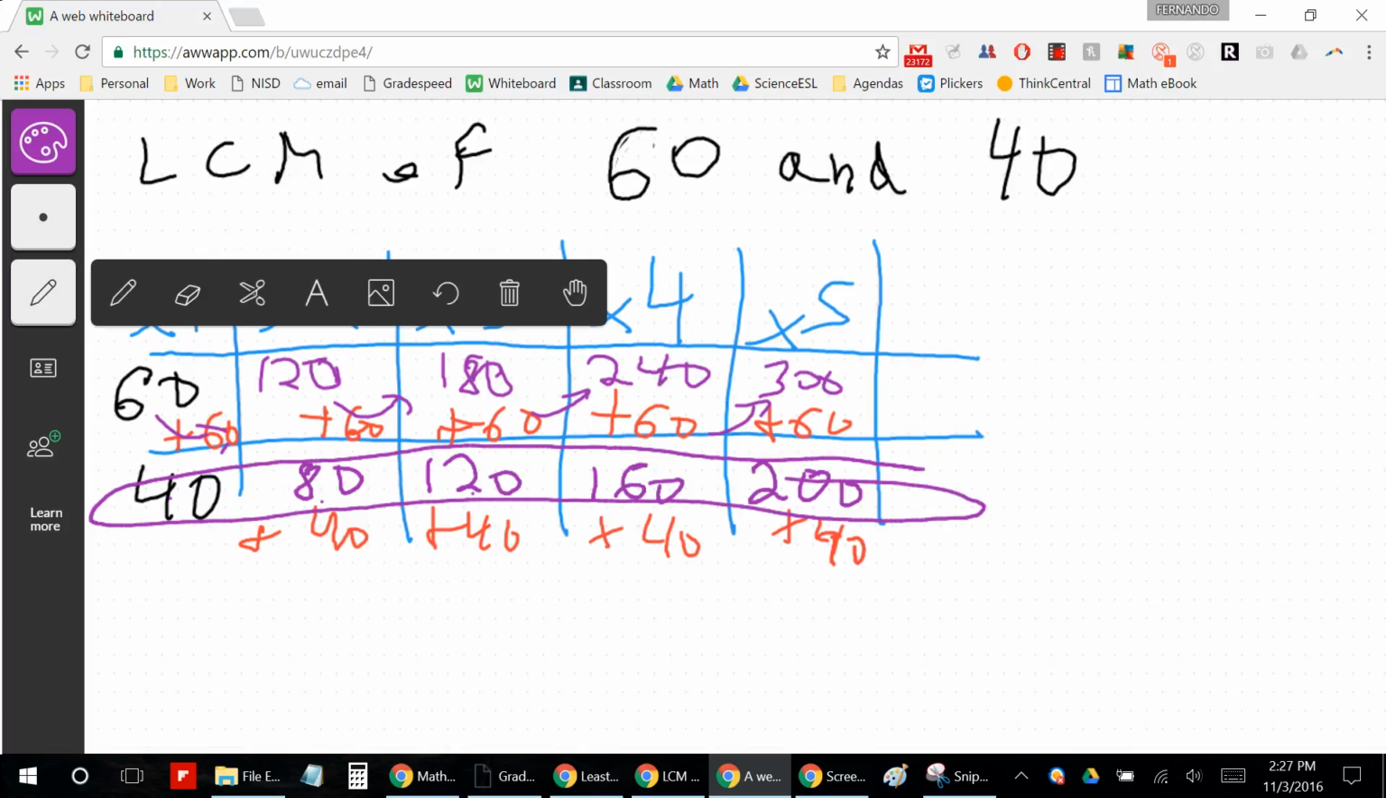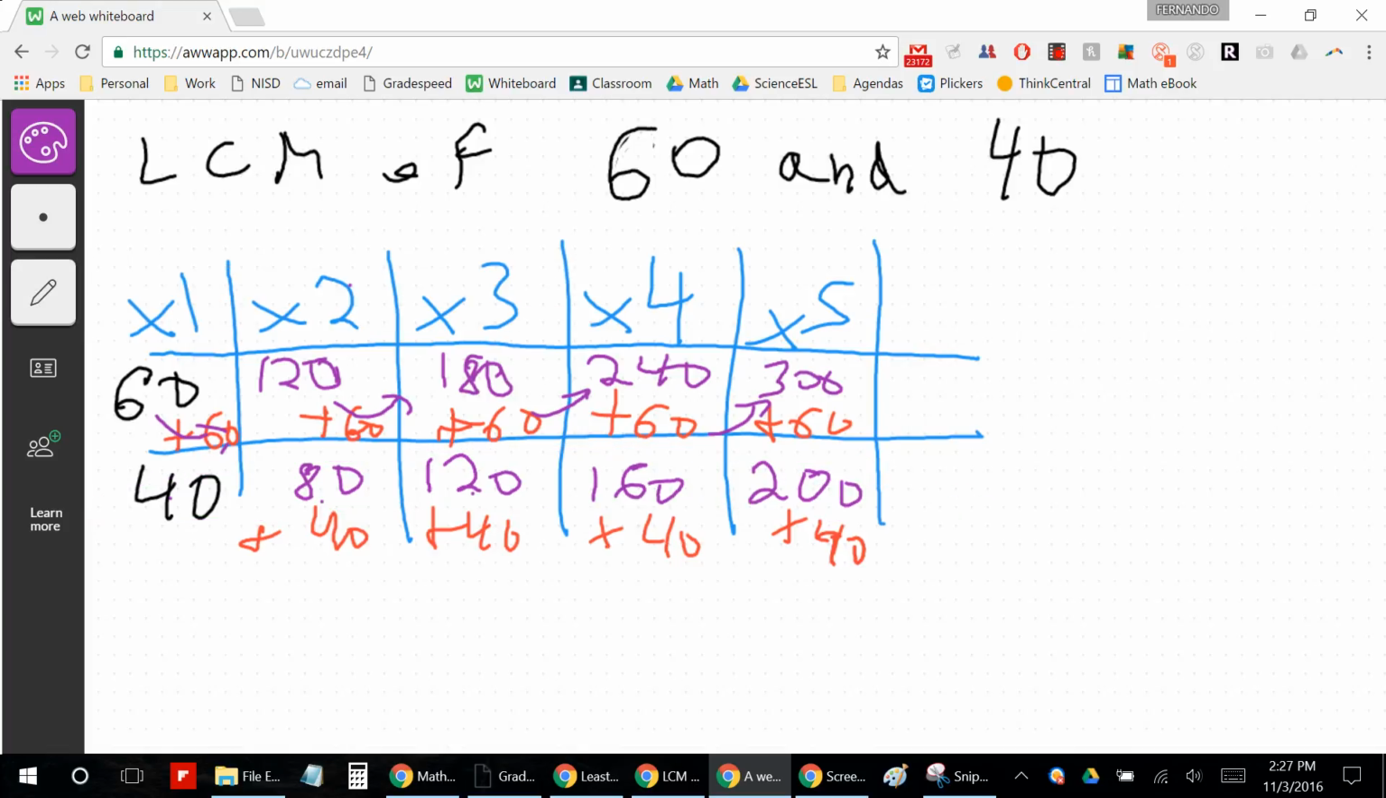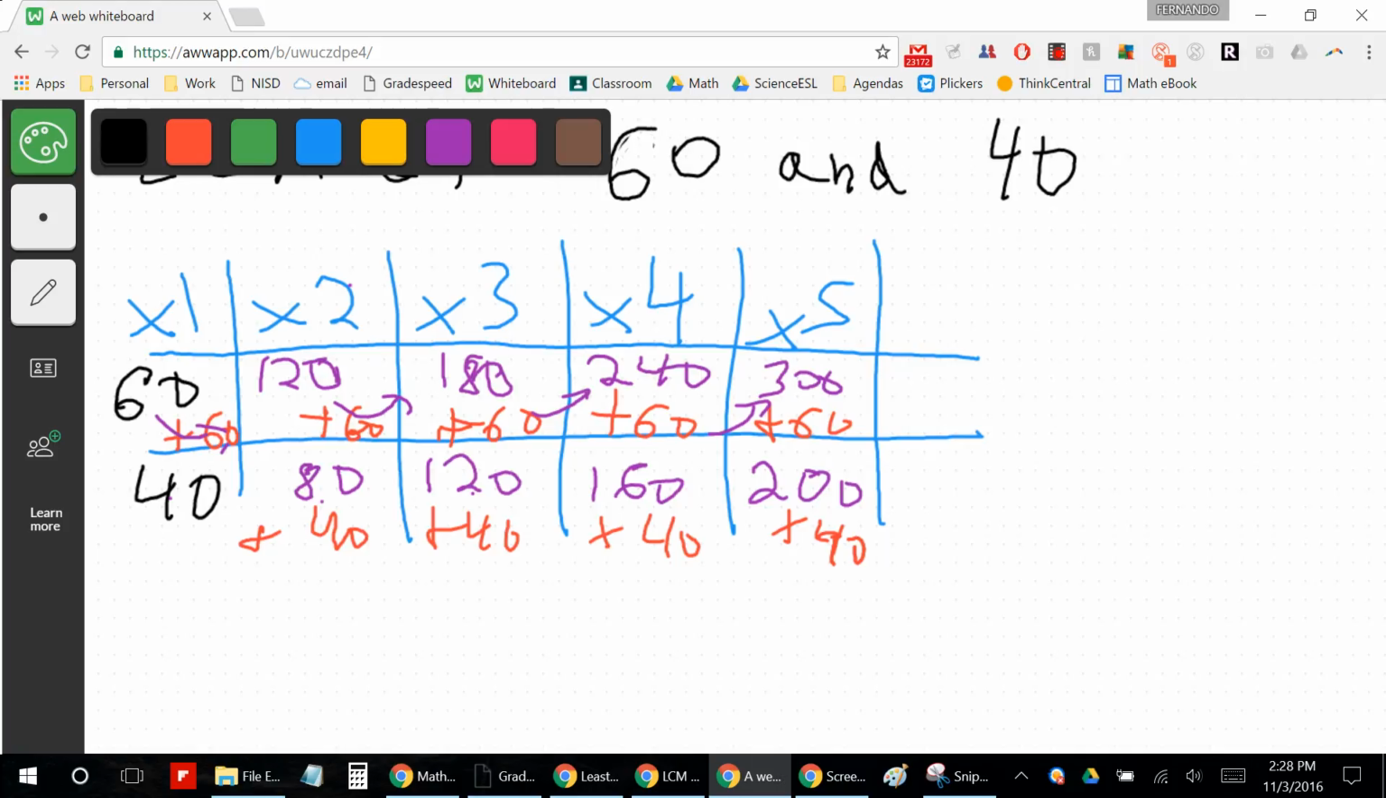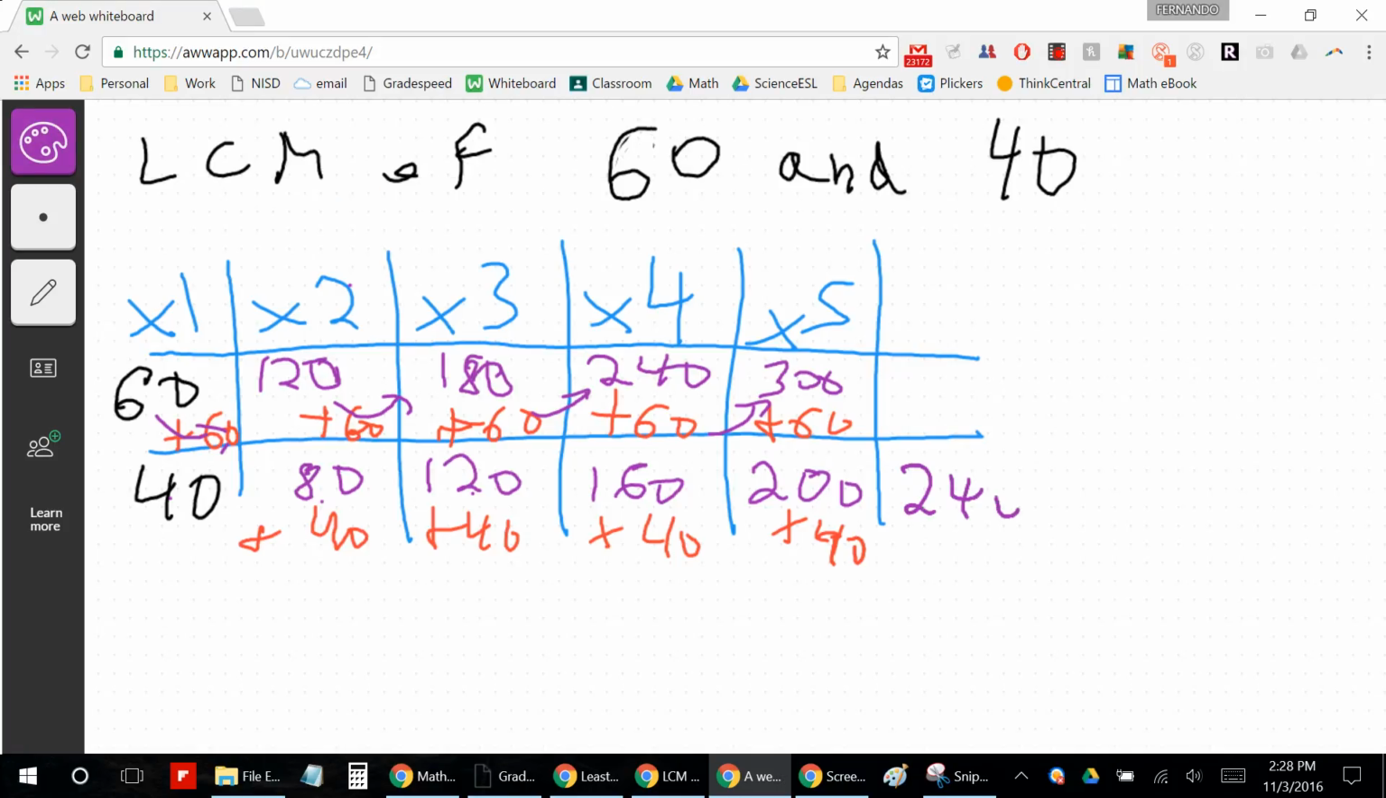You following me? Now we need to find the smallest multiple. So let's grab our green marker over here. And we can see, actually, if we did another plus over there, we would see 240. Now, the problem here is that 240 and 240 are the same, but is that the least common multiple? No, the least common multiple, the smallest, is 120. So the LCM of 60 and 40, you go for the smallest, not 240, but 120.